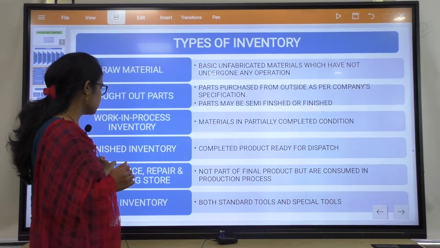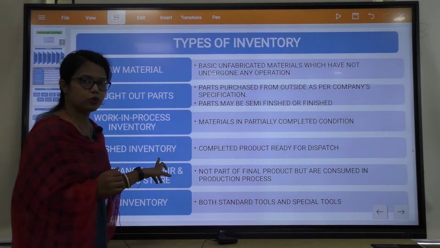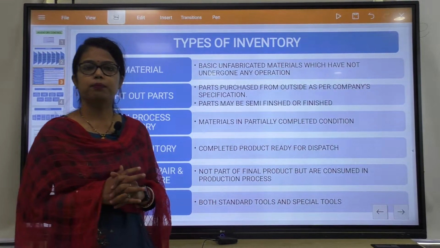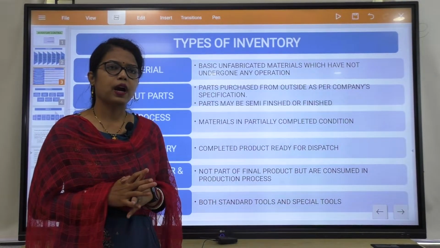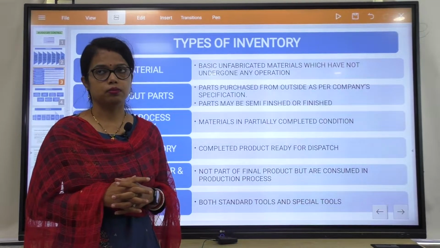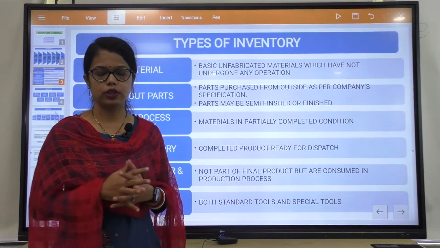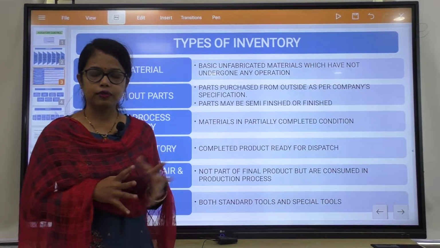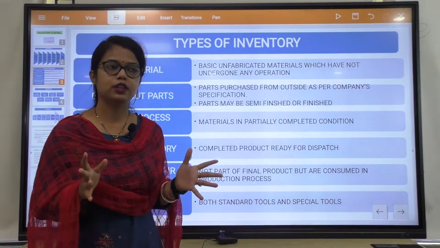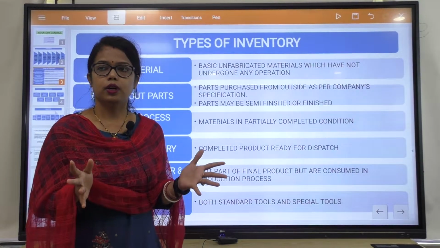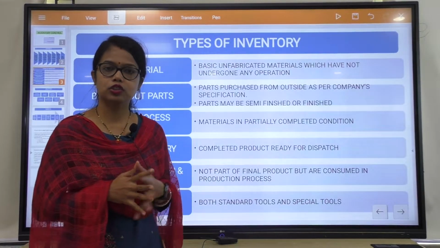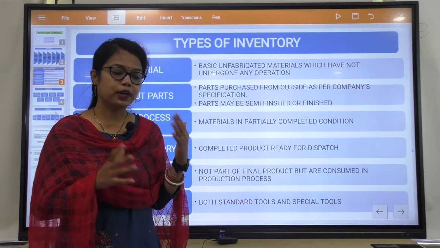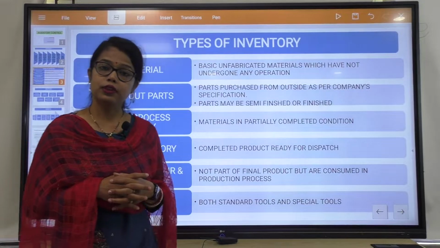Clear? Then finally is finished inventory. Okay, finished inventory, completed product ready for dispatch. Okay, completed product, that means some parts in the industry will always be completed. Suppose an industry which is making refrigerators, so definitely some refrigerators in completely working condition will be kept in stock in the industry for emergency orders. Clear? So that completely finished product is called finished inventory.